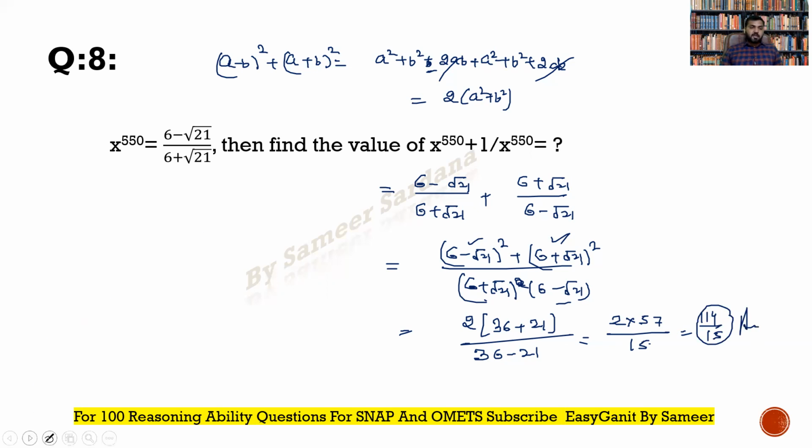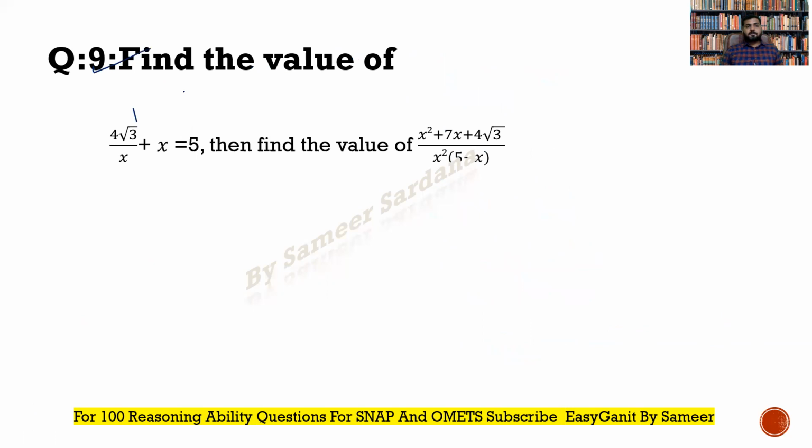That's question number 8. Learn how to rationalize, guys, right? You might be getting a question like this in SNAP for sure, right? Moving ahead to the next question. Question number 9. Here in this case, x plus 4 root 3 upon x plus x is equal to 5. We are supposed to find out the value of this expression.